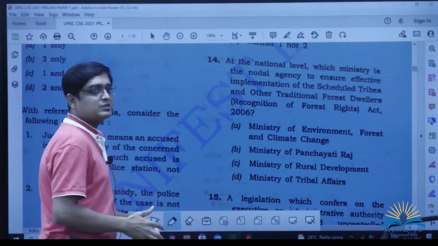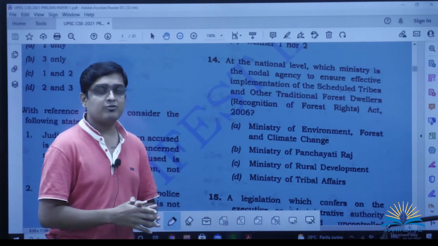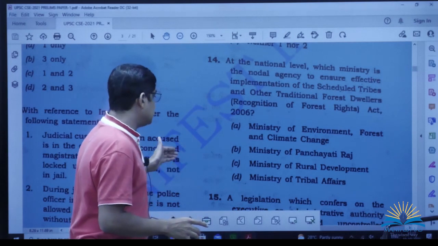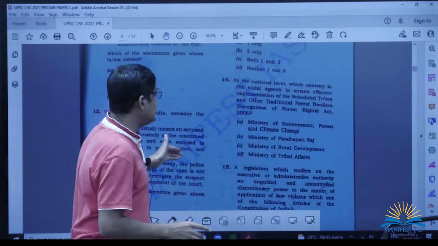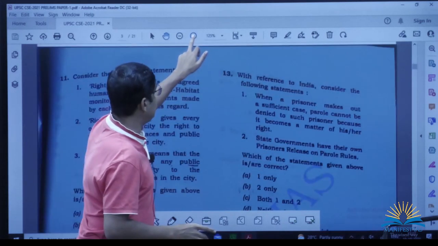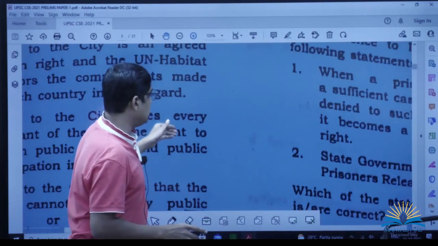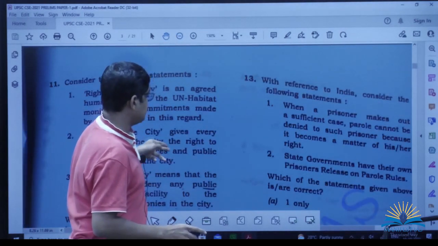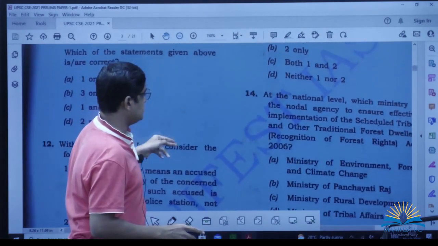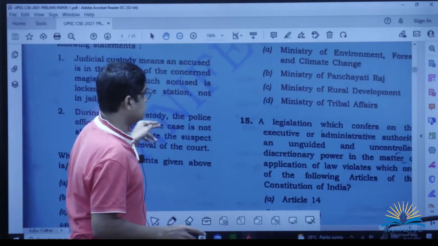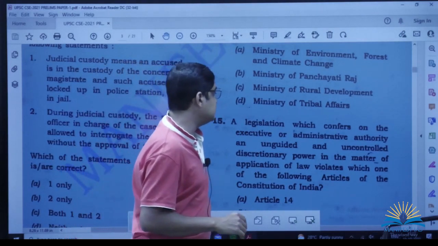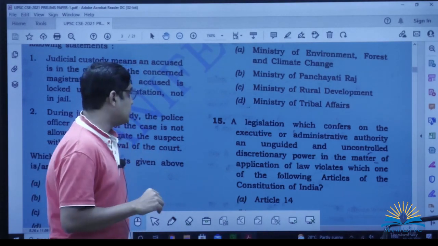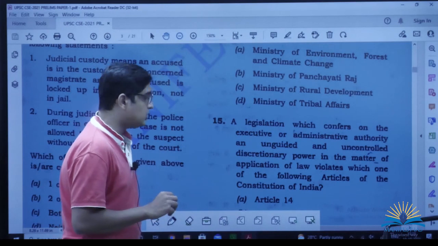This was a lot in news because there was a large-scale eviction of people from the forest, and the Supreme Court took up this issue, and that is why this particular question has been asked. Next, 15th question. A legislation which confers on the executive or administrative authority an unguided and uncontrolled discretionary power in the matter of application of law violates which one of the following articles of the Constitution of India.